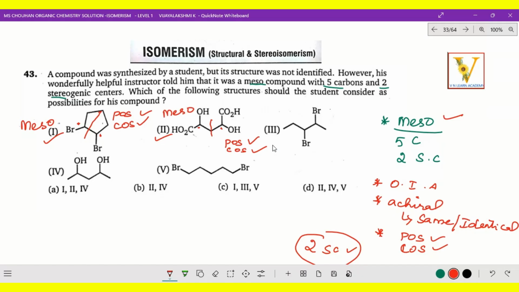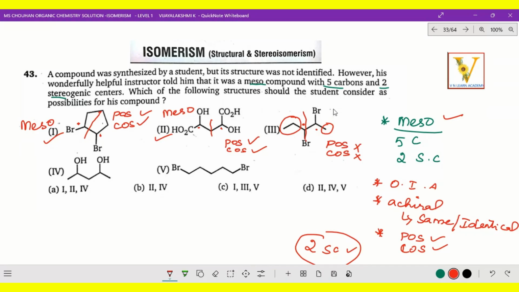Right. Now the third one: 1, 2, 3, 4, 5. 5 carbons are there and two stereogenic centers are there. But when you cut over here, this side has an ethyl group and this side a methyl group. So that means POS and COS are absent. Why? Because ethyl and methyl are not corresponding.